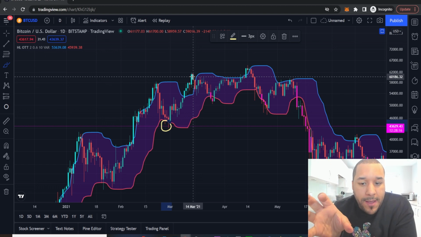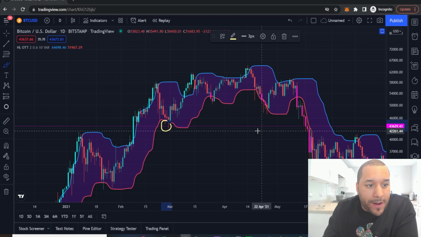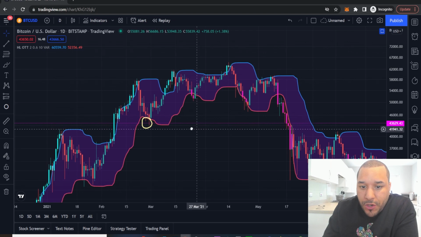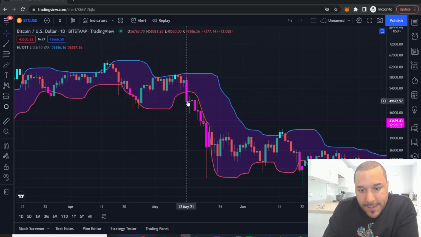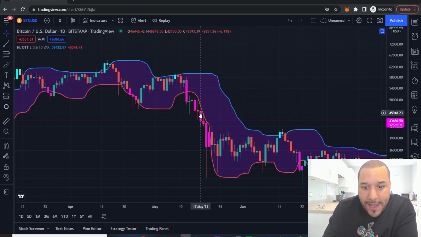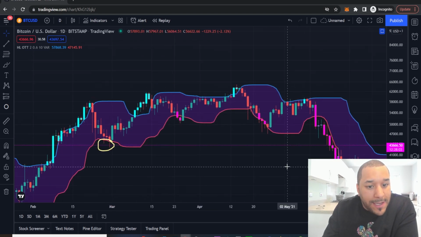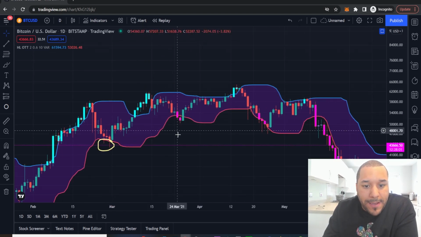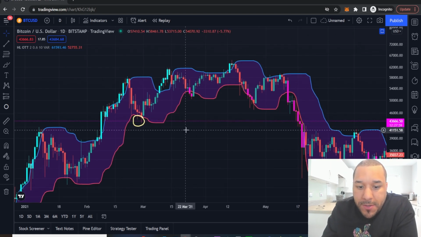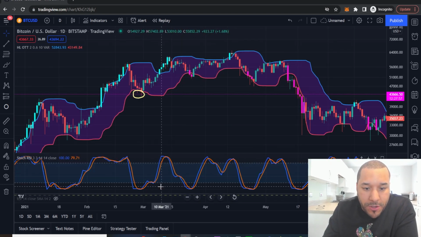You might see some areas where you say to yourself, how do you know when to be taking profits? Because it's come out of the bubble here, you could sell here, here. How do you know when to sell? Same with this area here, how do you know whereabouts to sell? So I also use this with the Stochastic RSI, which is what you see here.